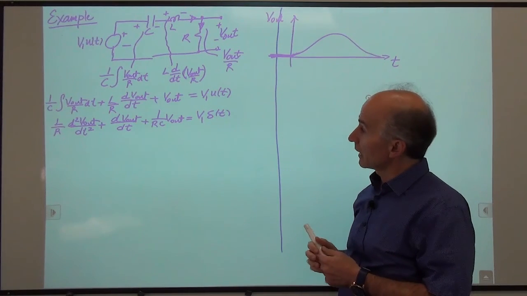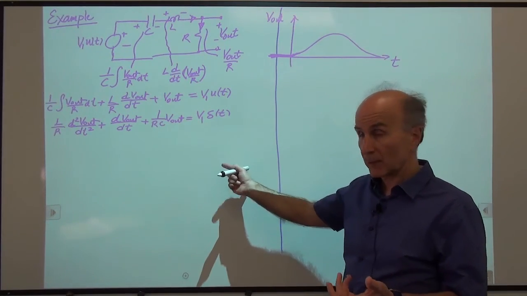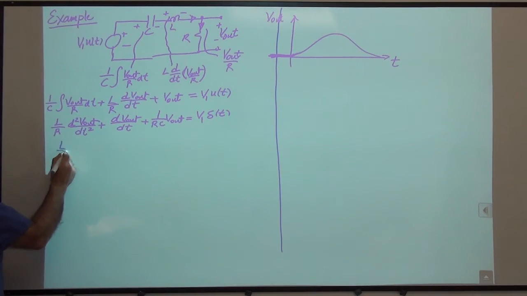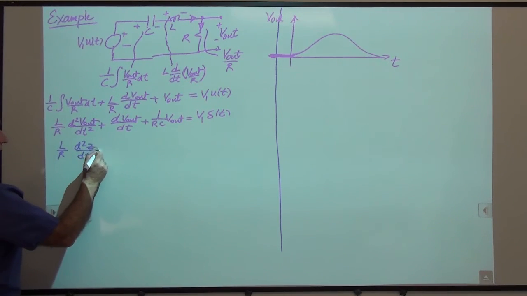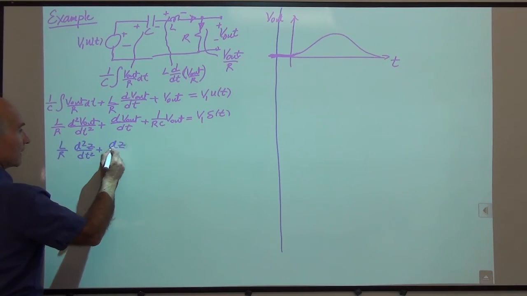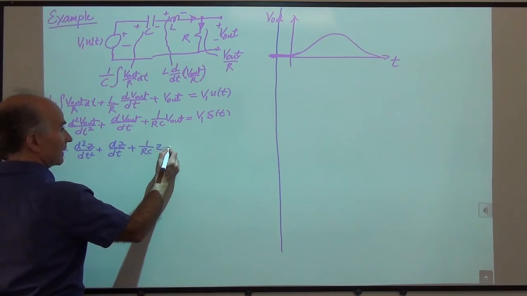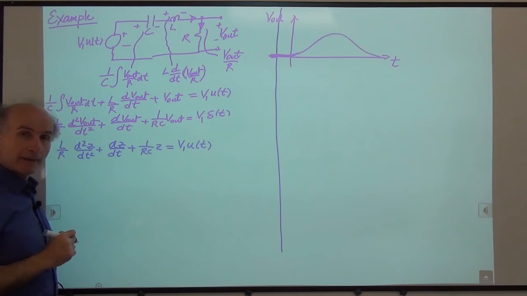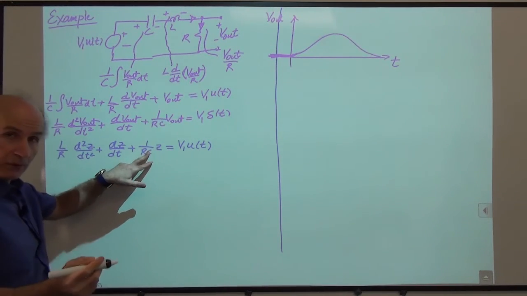Okay, very good. Let's go ahead and write a new equation based on our procedure. So our new equation would be of this form. It will be L over R d squared z over dt squared plus dz over dt plus 1 over RC z is equal to V1 u of t. That was the procedure, right? We changed this to u, we changed this from V out to z just to avoid confusion.